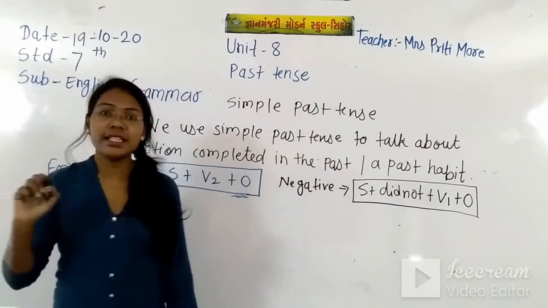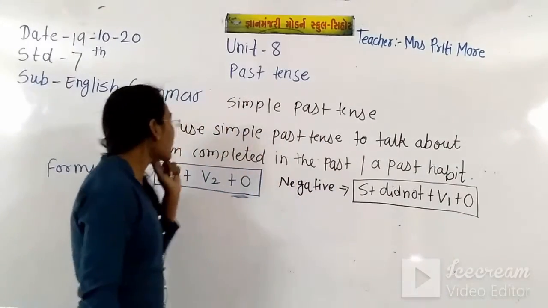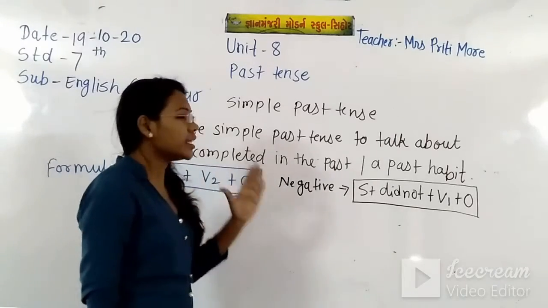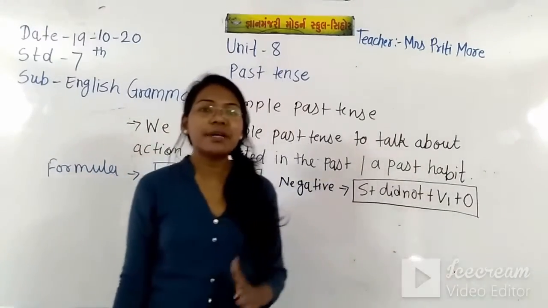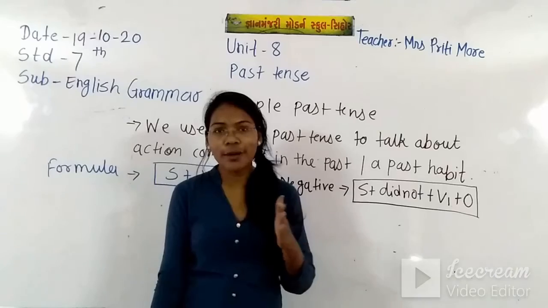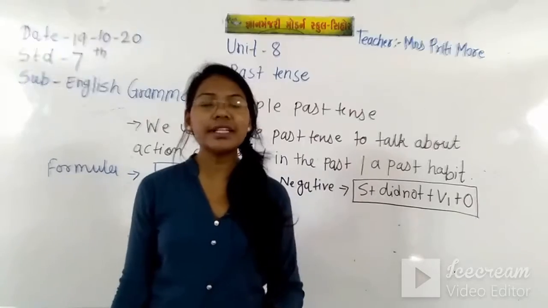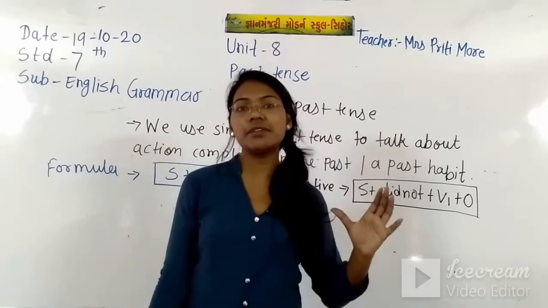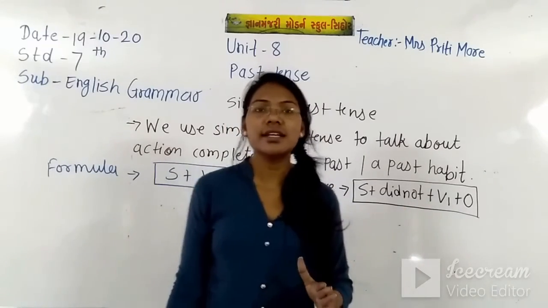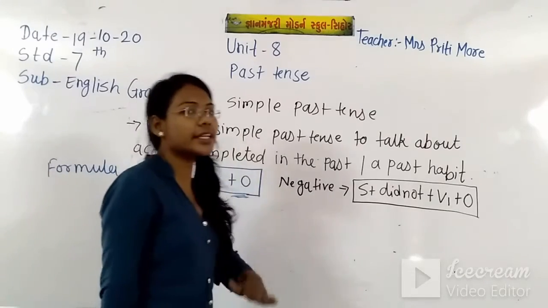First we'll see the simple past tense. We use the simple past tense to talk about an action completed in the past. हम सिंपल पास्ट का यूज़ तब करते हैं जब हमको कुछ सेंटेंस बोलना रहा जो कल या बिफोर वन डे और बिफोर वन वीक द एक्शन इज completed. That time, and the same action if we have to say right now, that time we use simple past tense. Where we use simple past tense to talk about action completed in the past.